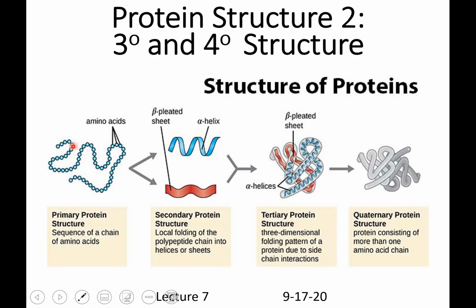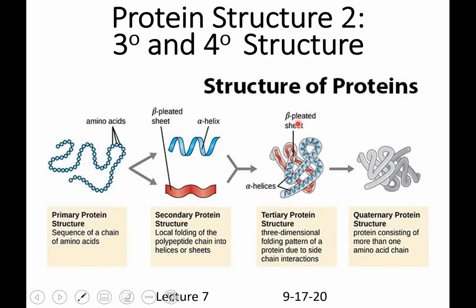Remember, we have primary structure, which is the sequence of amino acids. Secondary structures are these local structures, primarily due to the hydrogen bonding between the backbone carbonyl and amino groups in the peptide backbone. Those are the beta sheets or beta strands and the alpha helix primarily. Today we're going to be talking about third and fourth order structures.